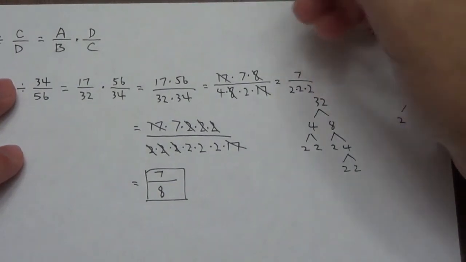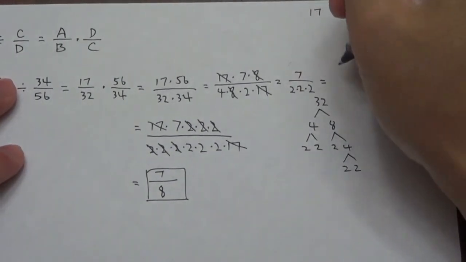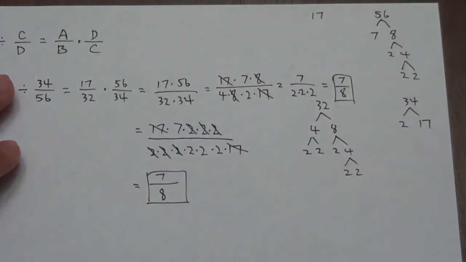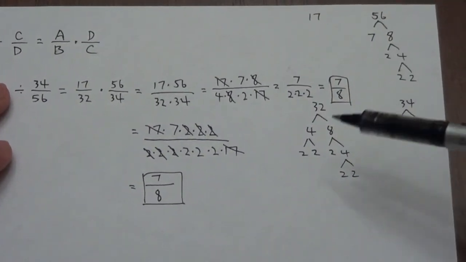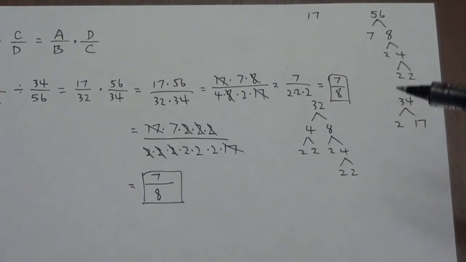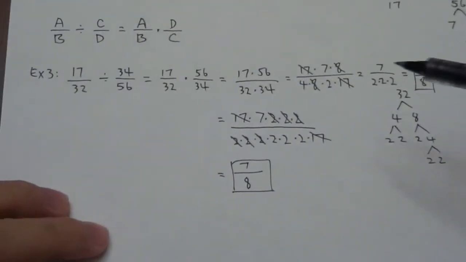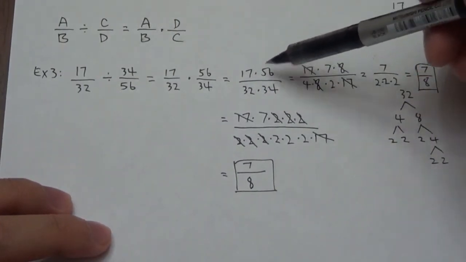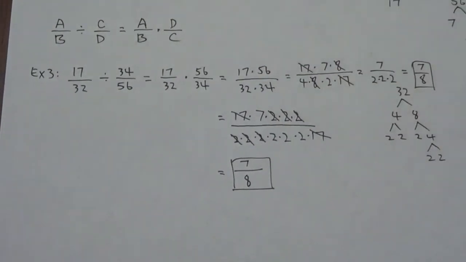And it looks like I cannot cancel out any more factors, so I end up with 7 over 8. Okay, so I just did method 3 and method 2. I'm not going to do method 1. That's where you just cancel numbers out, reduce it on the fly, but that requires quite a bit of mental math.